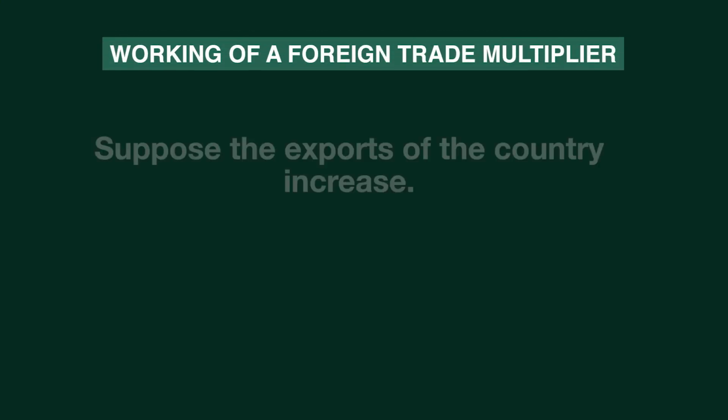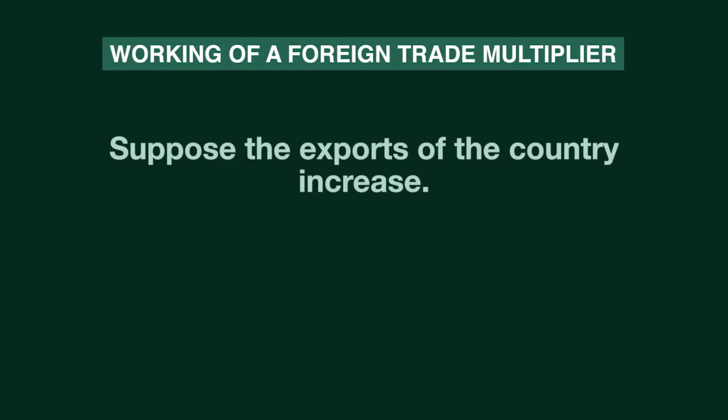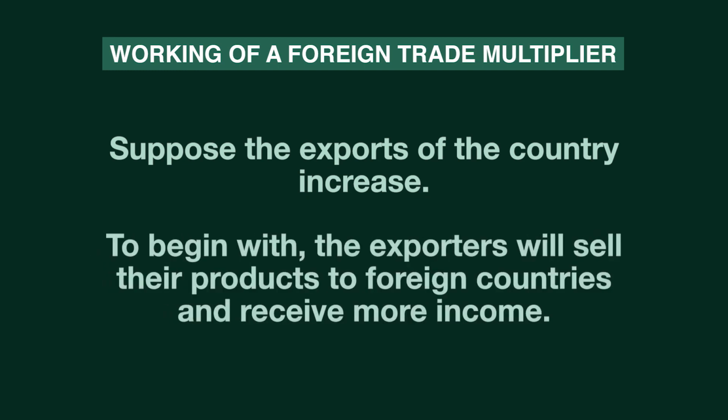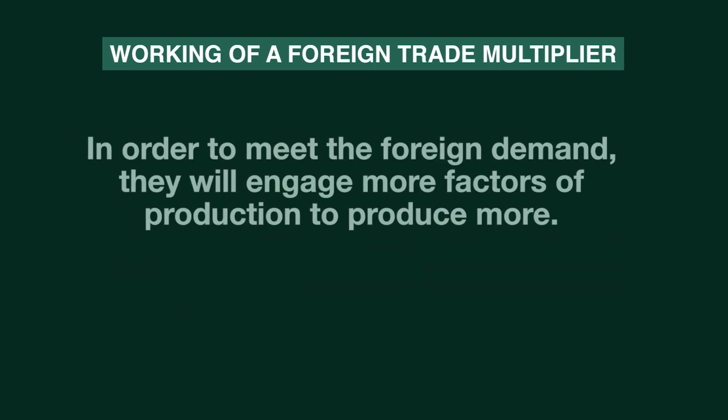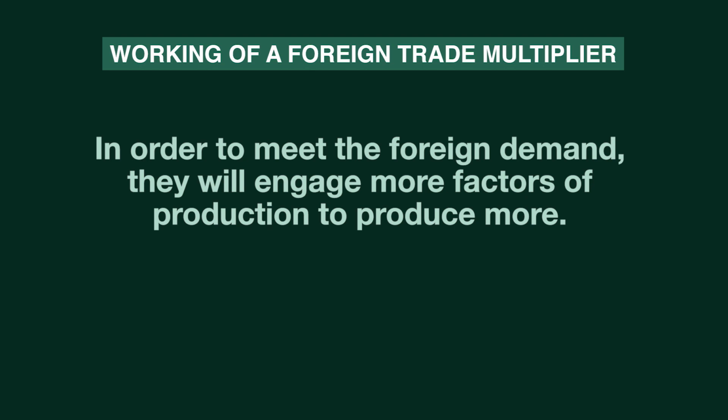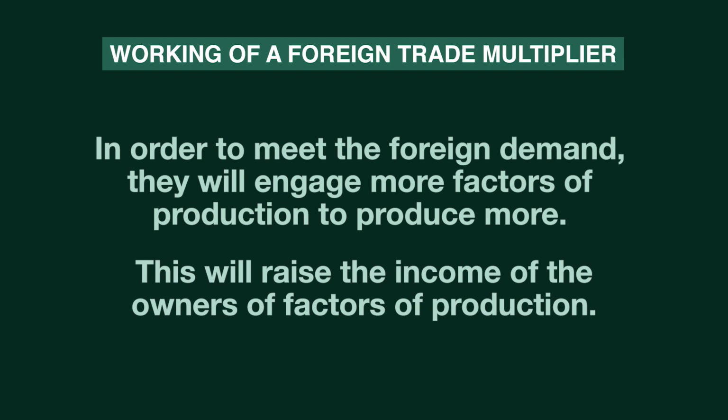Now, how does a foreign trade multiplier work? Suppose the export of a particular country increases. A rise in export means there is a rise in demand for the domestic good in the foreign market. How will the exporter respond? As the demand for the domestic good rises, the exporter responds by increasing production. This increase in production will increase the requirement of factors of production in the economy. The income of these factors of production will go up.